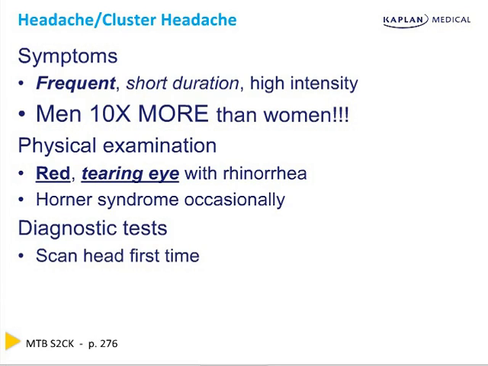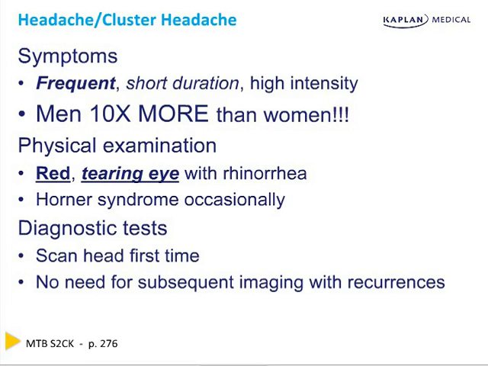The diagnostic test: the first time that you get the person, you're going to scan them because you can't tell whether or not there's a brain tumor or hemorrhage, but you don't need to do subsequent imaging every time they come in. You do it when they first present to exclude hemorrhage and tumor. Men, short, sharp, repetitive, and red tearing eye.